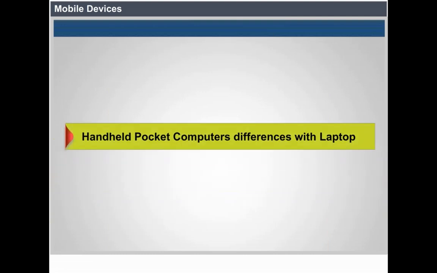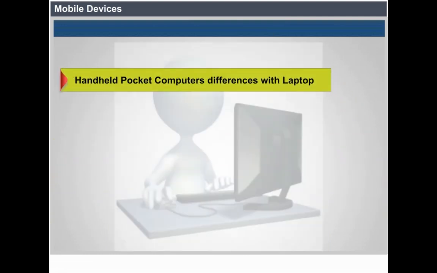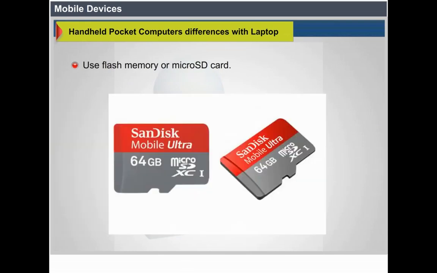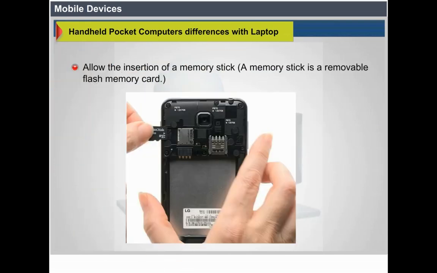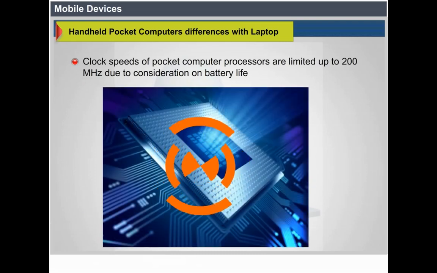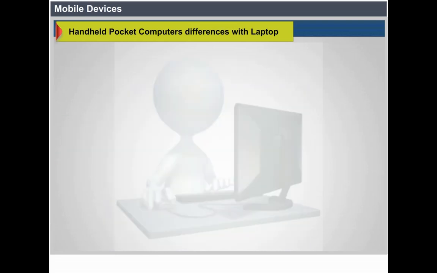Handheld pocket computers, differences with laptop. Pocket PCs do not have CD drives and hard disks. They use flash memory or micro SD card, and allow the insertion of a memory stick. A memory stick is a removable flash memory card. Clock speeds of pocket computer processors are limited to up to 200 MHz due to considerations about battery life.